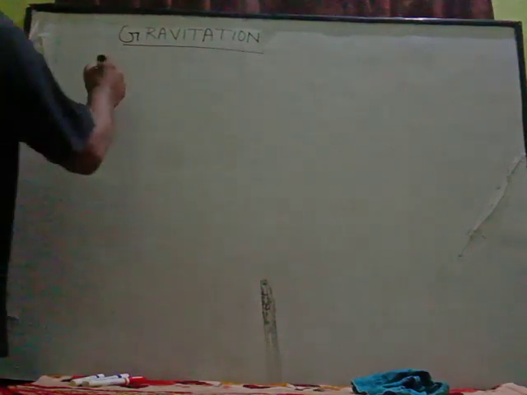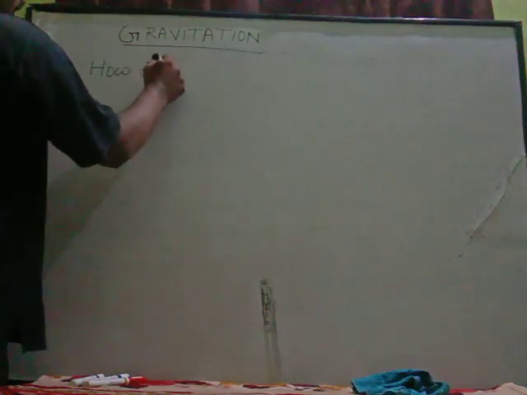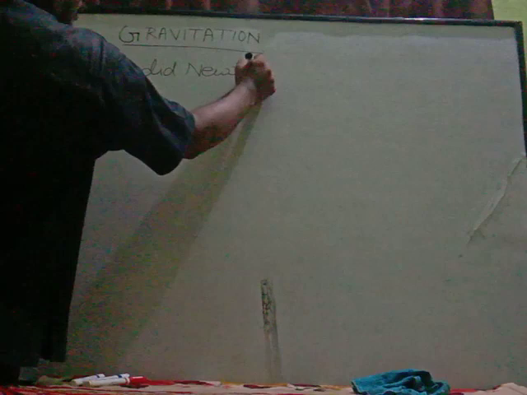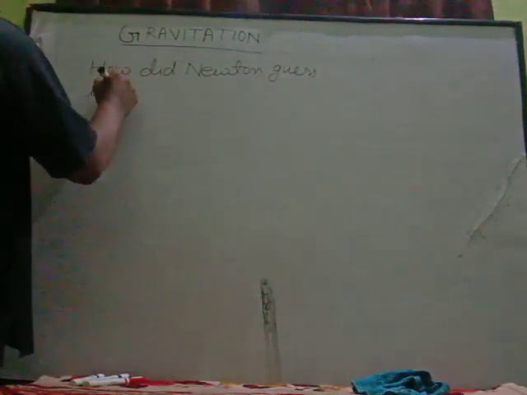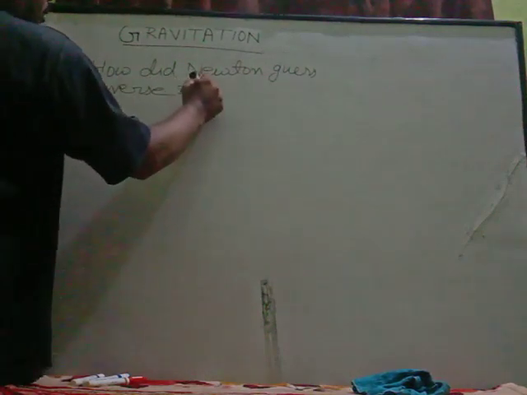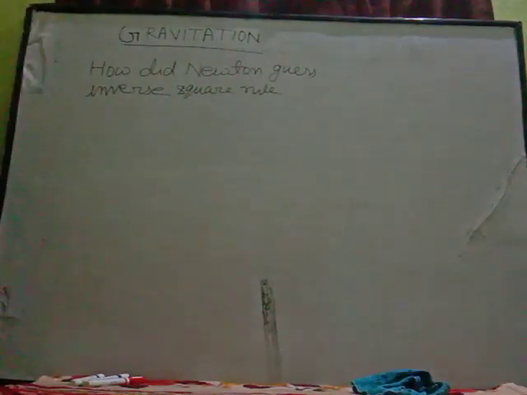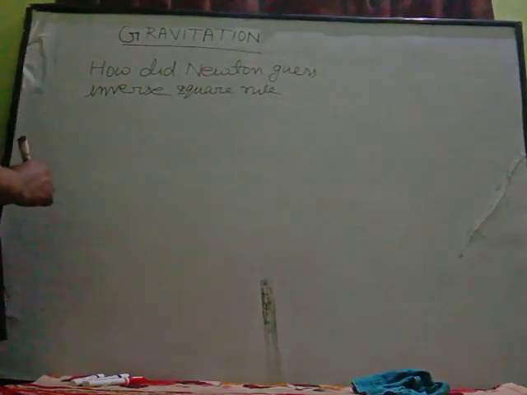One more topic is there, very important. How did Newton guess the inverse square rule? How did Newton get inverse square rule? What happens?